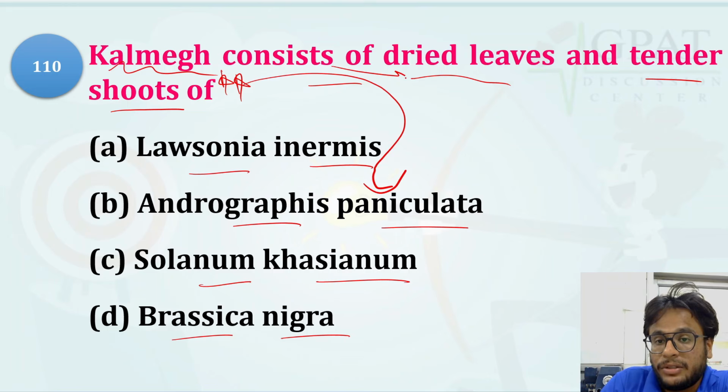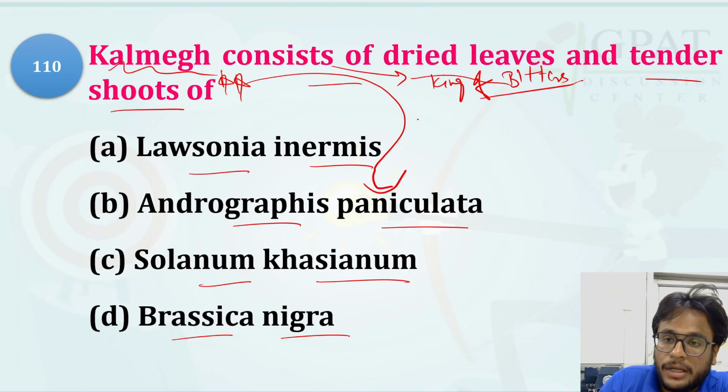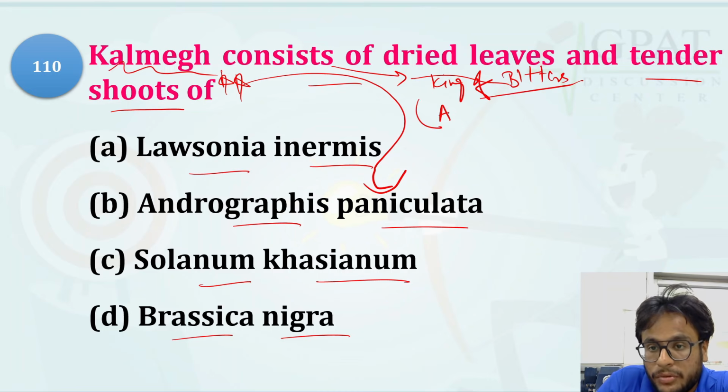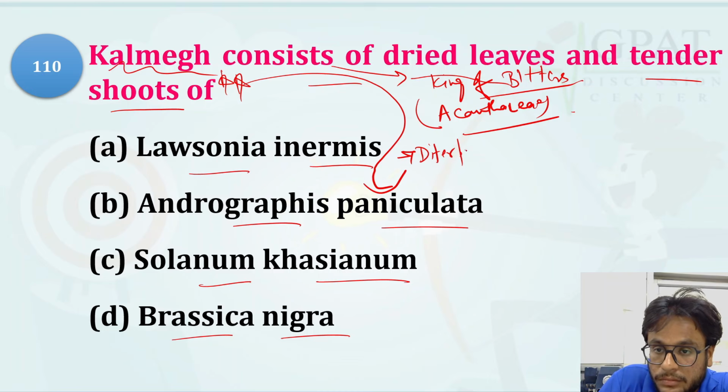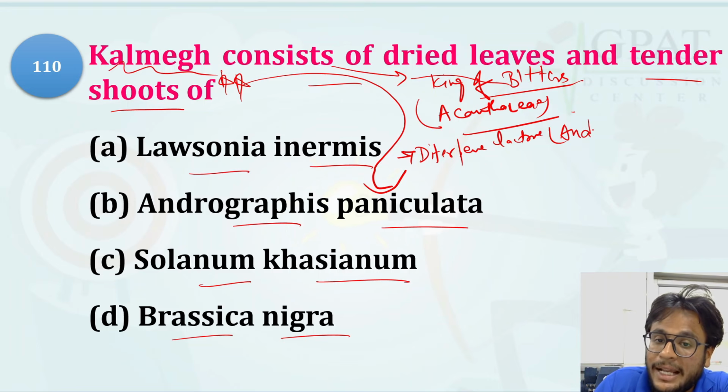Another synonym given to Kalmegh is king of bitters. It is also known as king of bitters. The family to which Kalmegh belongs is Acanthaceae. The main chemical constituent present in that particular plant is a diterpene lactone. This diterpene lactone is known by the name, as its biological source name indicates, Andrographolide.